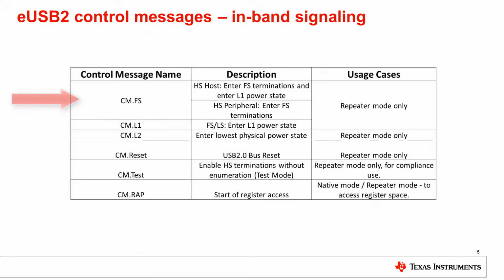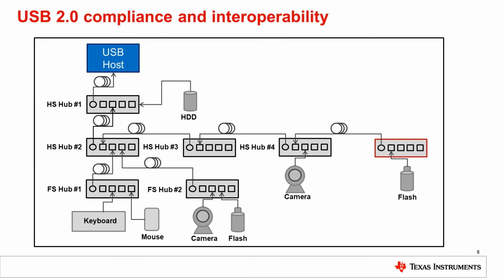The cm.fs control message is used to enable low power states. Likewise, cm.l1 and cm.l2 are used to enable even lower power mode support. cm.reset is used as a USB bus reset to help configure the bus or to clear errors. cm.test is used only for compliance mode testing, specifically for eye diagrams. And cm.wrap is used for direct register accesses.